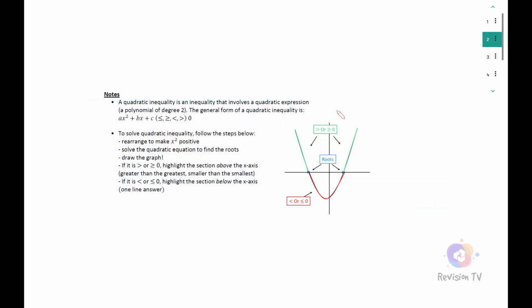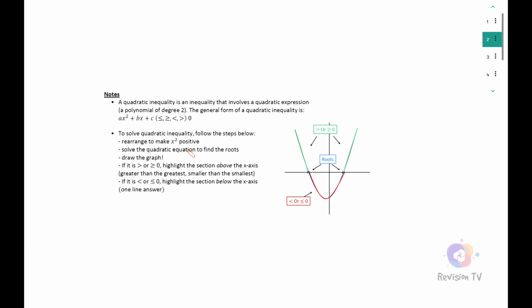The general form of a quadratic inequality is ax squared plus bx plus c, a quadratic, with less than, less than or equal to, greater than, or greater than or equal to 0. So we'll always have 0 on one side. Like a quadratic equation, when you want to solve it, you always have 0 on one side.